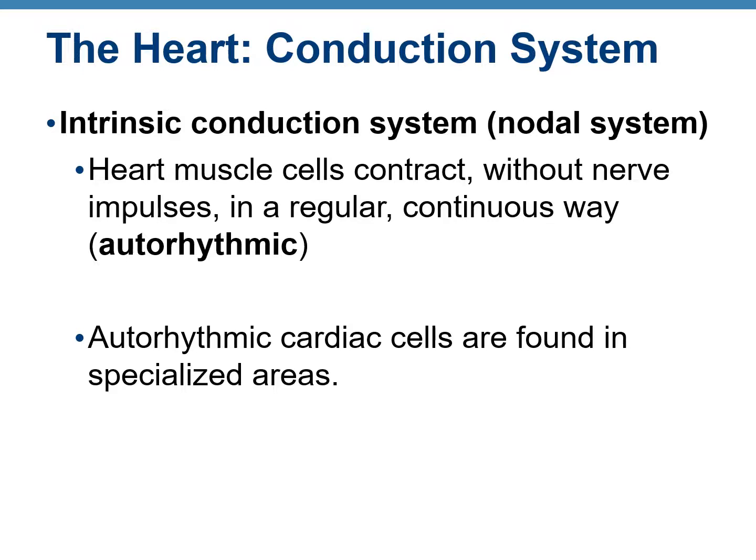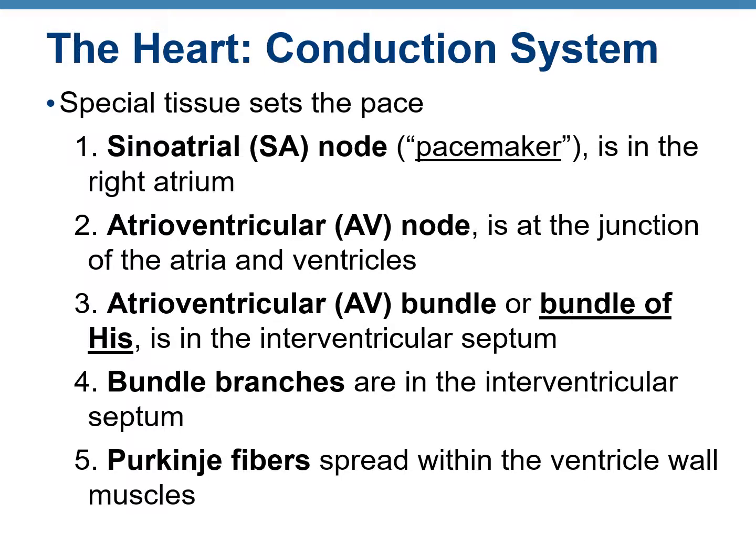That means heart muscles or cardiac muscle cells contract without any nervous control, right? Because cardiac muscles are involuntary. They are not under your conscious control. They are not controlled by the nervous system. And yet the heart muscles will keep contracting in a regular, continuous way. So cardiac muscles are autorhythmic. It's because there are special types of autorhythmic cells found in certain special locations in the heart. So let's look at the heart conduction system in detail.